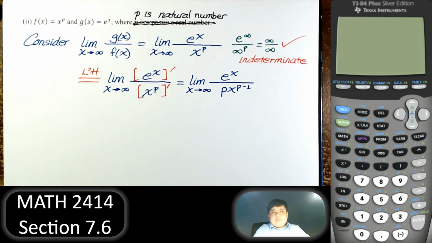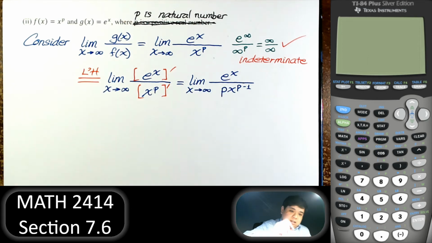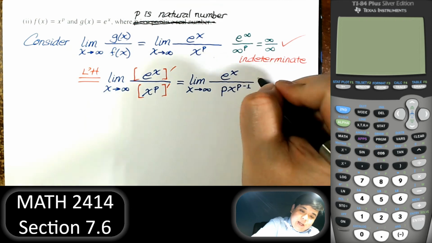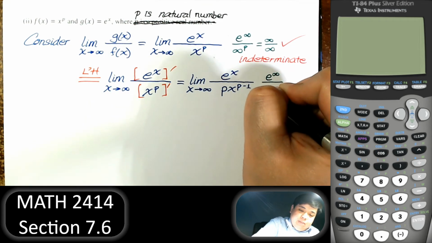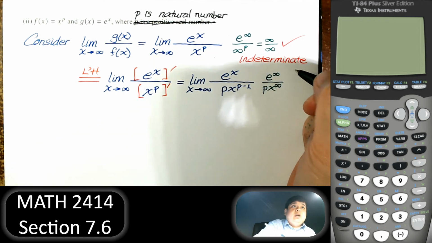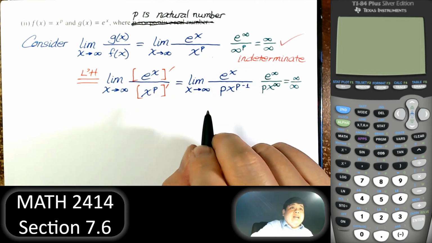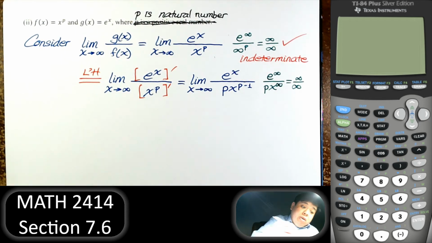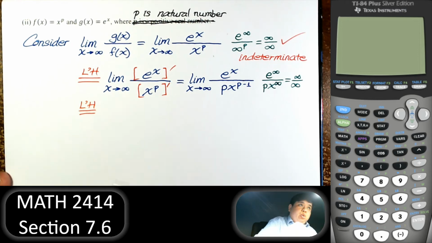Right. Now, if we put infinity back into this, we have e to infinity and then p x to infinity minus 1, still infinity. So the bottom line is we still have infinity over infinity, which means more of L'Hôpital's rule.